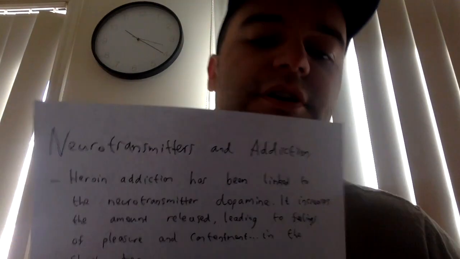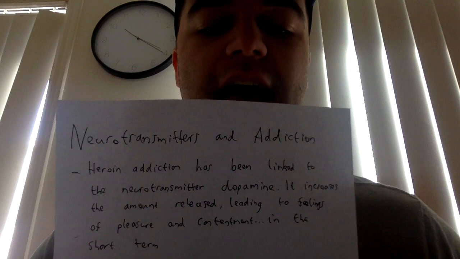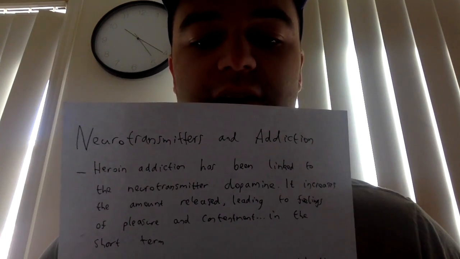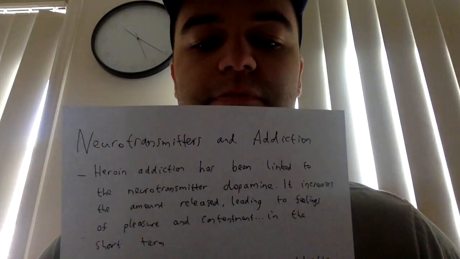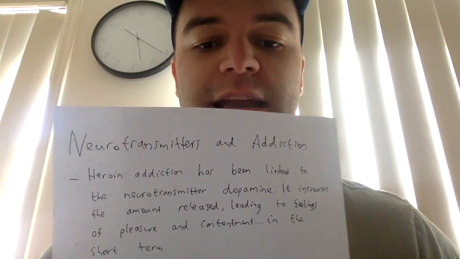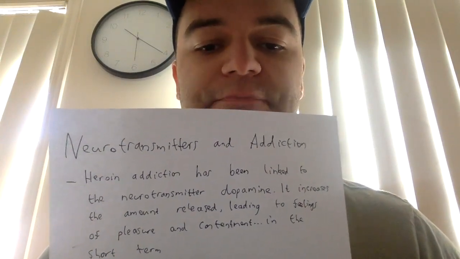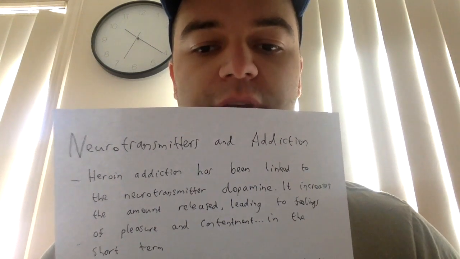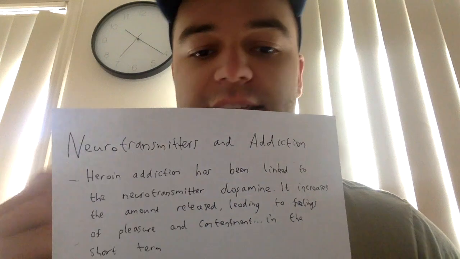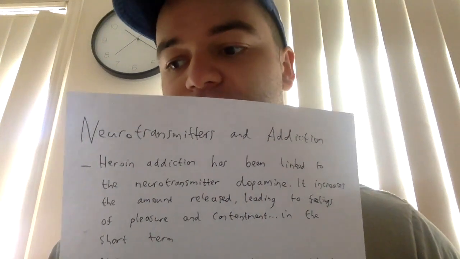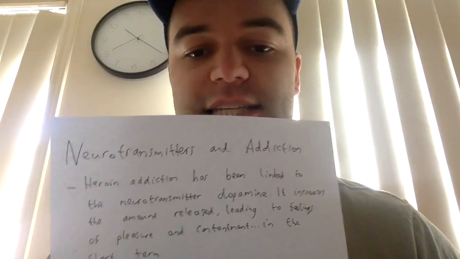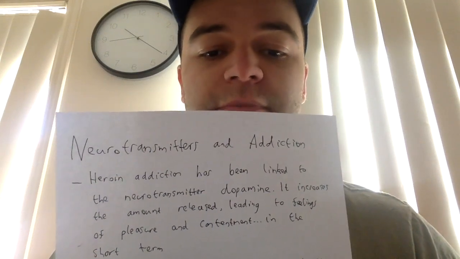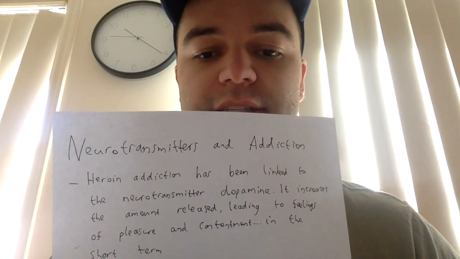So heroin addiction is caused by a number of things, but one of the things is believed to be dopamine. So dopamine is linked with feelings of pleasure and contentment. And when heroin and other opioids are in the body, that increases the amount of dopamine that's released and how long it stays around for. And that can result in short-term feelings of pleasure and contentment to a high level.